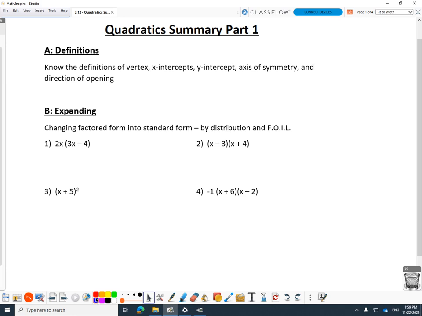The first thing we're reviewing for the test is some definitions. Definition of a vertex. I didn't leave space for it, but I'm going to put it up there for you. I'll put a little arrow there. Can you fit it in there with a little arrow?